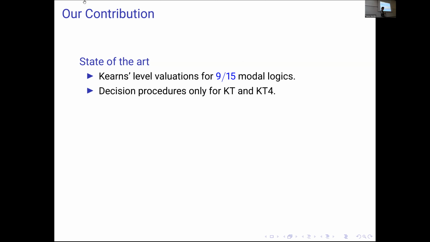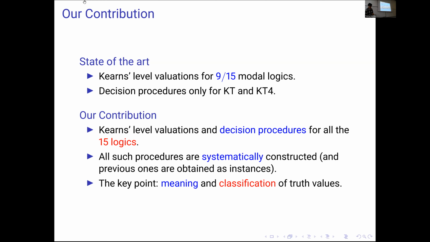So the state of the art in this literature is the following. So Kearns level, so when we say level semantics, is the infinite object. Okay. So there are level semantics for 9 out of the 15 modal logics in the modal cube, and there are only decision procedures up to now for KT and S4. So what we do in this paper is to show that we can give level semantics, I mean infinite object, but also decision procedures for the 15 logics in the modal cube.